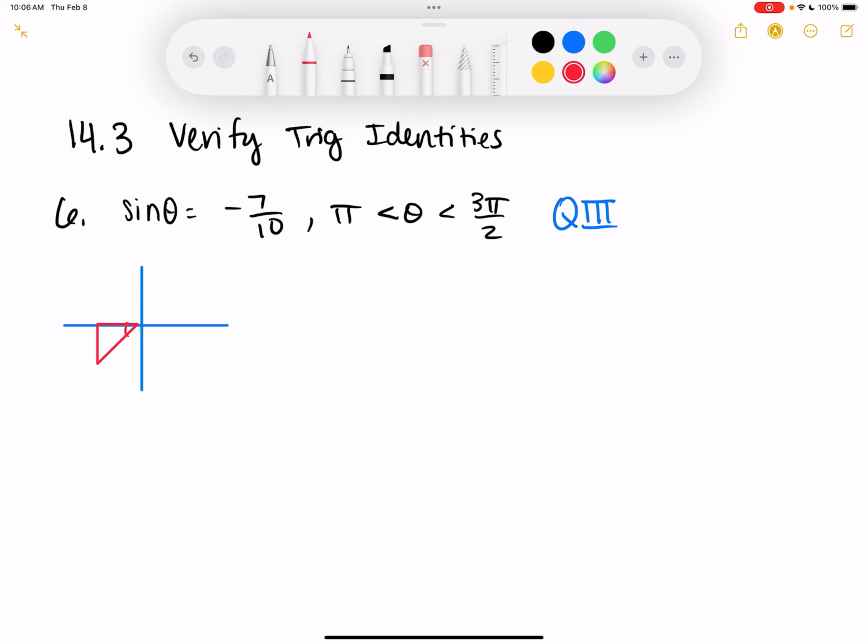Now, sine, it says it is -7/10. So what I need to do is I take that and I'm going to do opposite over hypotenuse. So the opposite value is over here. So this is 7 and this is 10. But I have a negative here. How do I know where the negative goes? It's like out front. How do I know where it goes?